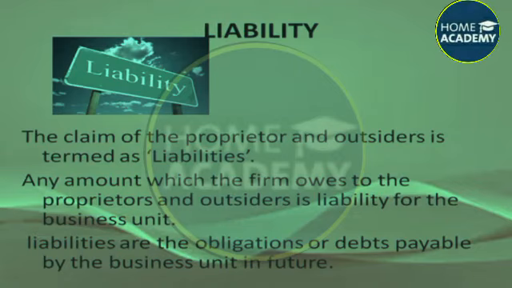Now we talk about liability. What is a liability? Liabilities are the claims of the proprietor and outsiders. So, any amount which the firm owes to the proprietors and outsiders is a liability for the business. So, they can be claims of the proprietors to the business or the claims of outsiders to the business. So, they are the obligations or the debts which the business owes, not owns. It owes to the outsiders.